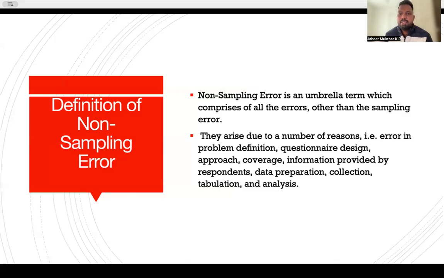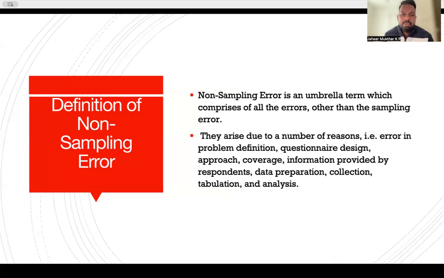So non-sampling error is basically an umbrella term used for all sorts of errors other than sampling error. And sampling error is something which occurs during the sampling process. The reasons, as I mentioned, are the demarcation of units or choosing a wrong sampling technique. So these are the two errors that normally occur during the sampling process.